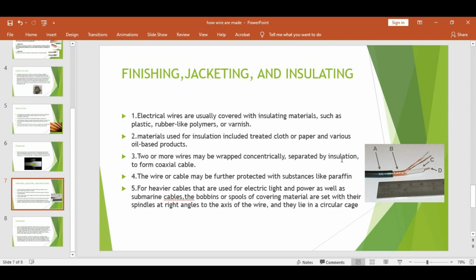The wire or cable may be further protected with substances like paraffin, some kind of preservative compound, bitumen, lead, aluminum, or steel taping. For heavier cables that are used for electric light and power as well as submarine cable, the machinery is somewhat different in construction. The wire is still carried through a hollow shaft, but the bobbins or spools of covering material are set with their spindles at right angles to the axis of the wire, and they lie in a circular case which rotates on a roller race.